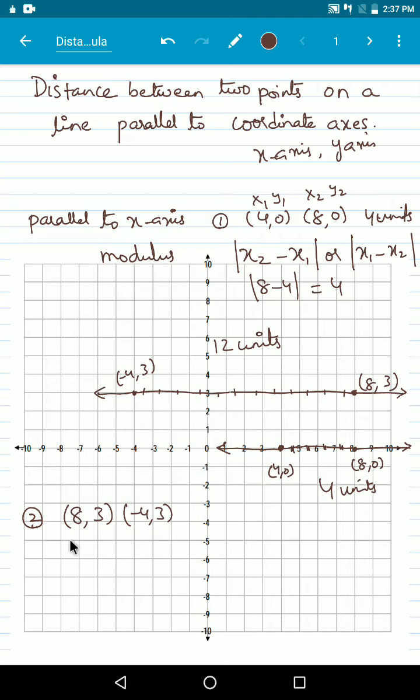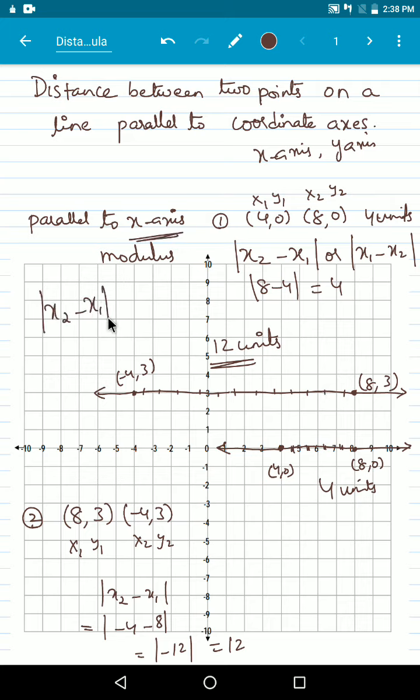See here, this is x1 y1, this is x2 y2. x2 minus x1 inside the mod, right? So what will be this value? x2 is minus 4 minus x1, which is 8. So see here, minus 12. But do we take minus 12? No, we take only plus 12. So the distance between these 2 points is 12 units we got, isn't it? So whenever the 2 points are lying on a line which is parallel to the x-axis, we can use x2 minus x1 inside the mod to find the distance.